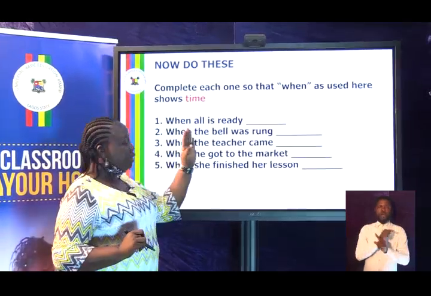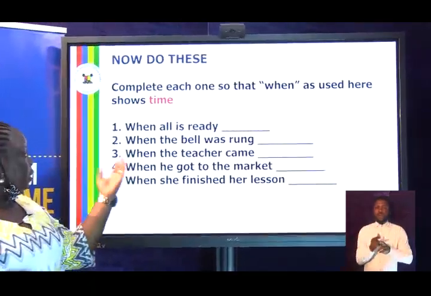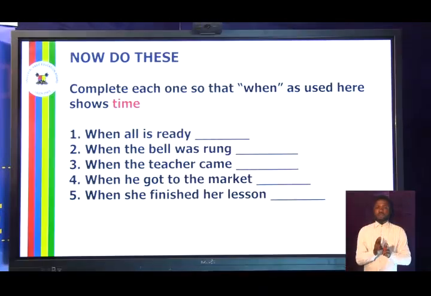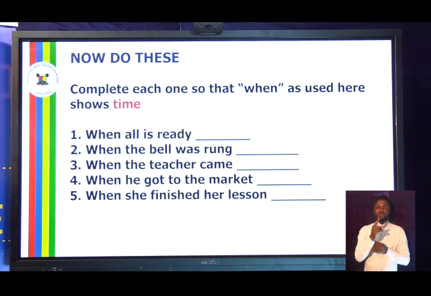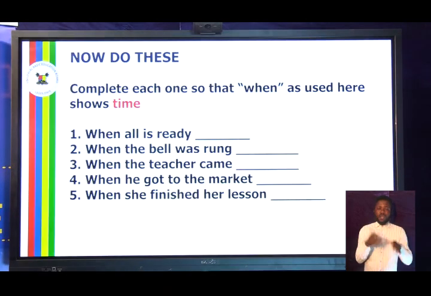Number 1, when all is ready. Just complete it on your own to show time. When the bell was rung, when the teacher came, when he got to the market, and the last one, when she finished her lesson. Just make sure you complete each of the sentences so that when, as used here, will show time. You have just 1 minute to do that, and your time, of course, starts now.